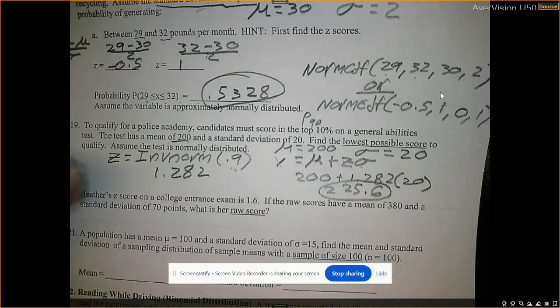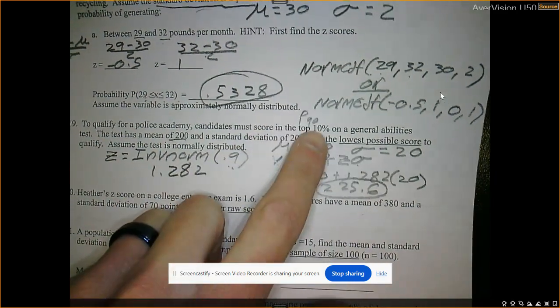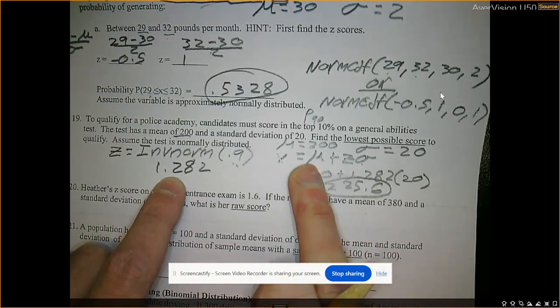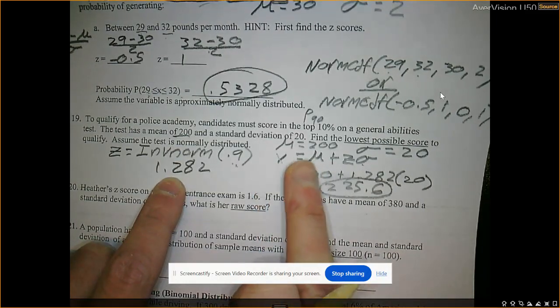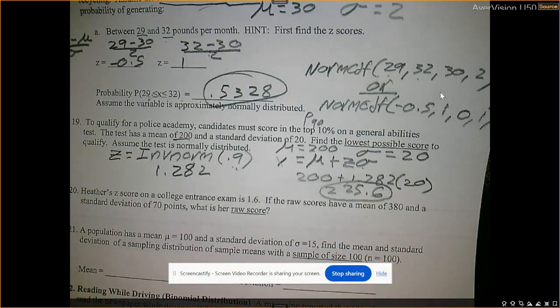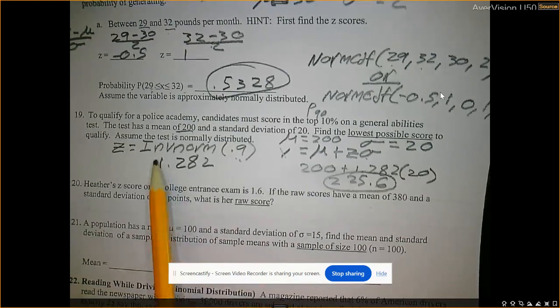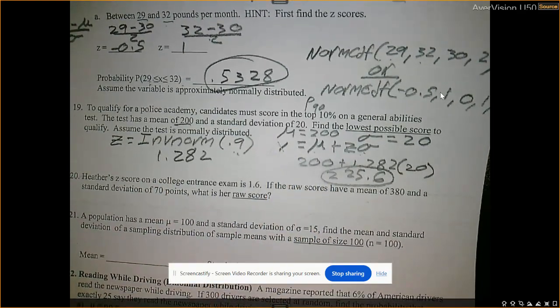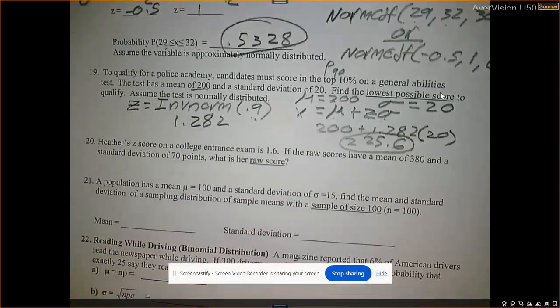Okay, so you're first having to find your z-score that corresponds with the top 10%. That's what we did. Once we had that, we're able to use the fact that your raw score equals mean plus z-score times your standard deviation, mu plus z sigma. Okay, so you find your z. Once you have that, you have all three things you need. That will give you your x, your raw score.